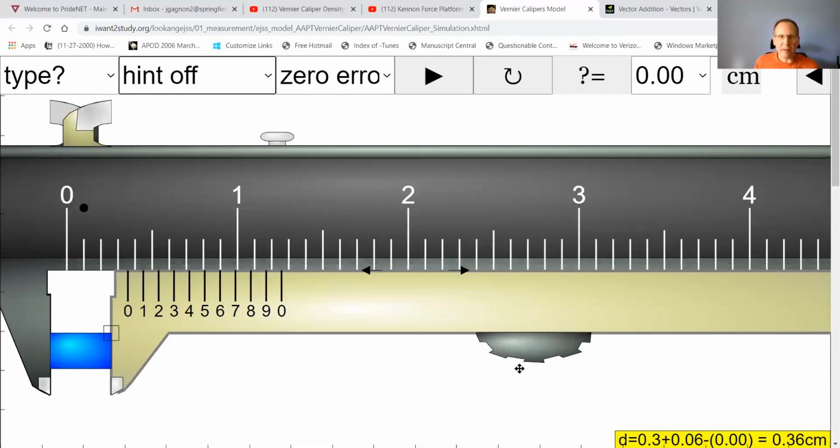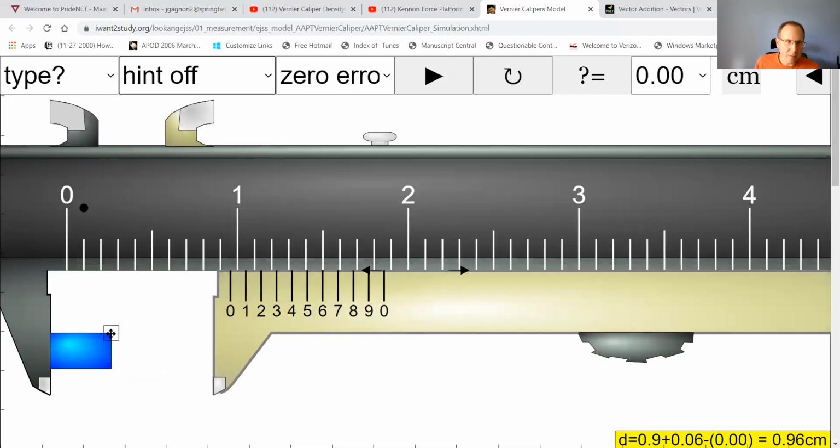Okay, so here's the vernier caliper, right? You have the object between the jaws. Actually, let me make the object a little bit bigger.